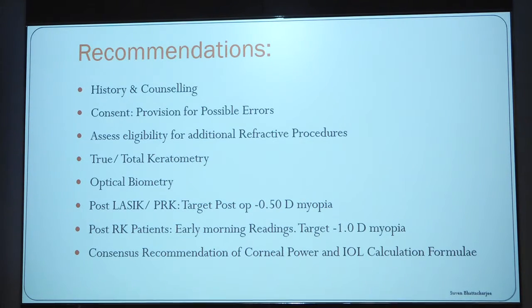So my recommendation would be history and counseling, consent. I think it's absolutely paramount, as they might have refractive errors of different ranges. And if you can, get true or total K values. Optical biometry is, of course, the order of the day. Target post-classic, post-RK target minus 0.5D, and post-RK target minus 1D. So the consensus and recommendation of corneal power and calculations are constantly changing. Thank you very much for your attention. I hope I've kept it simple.